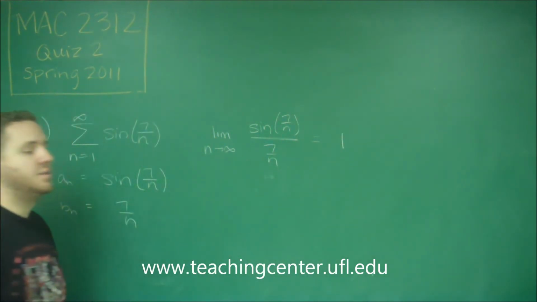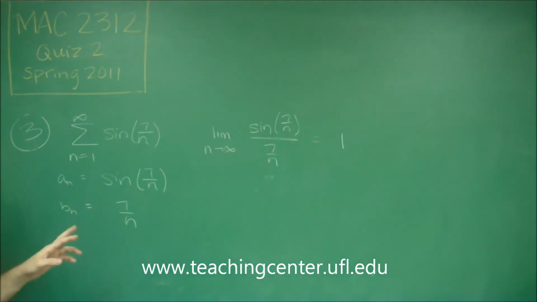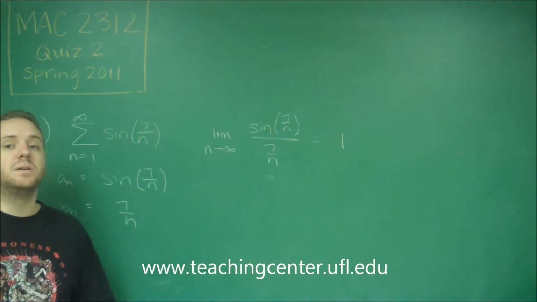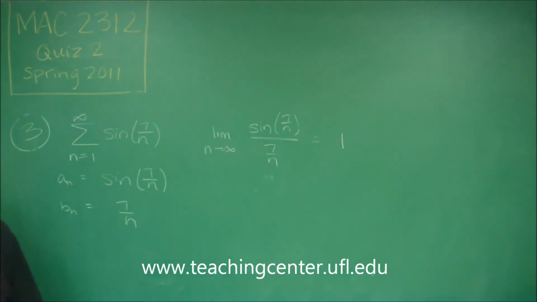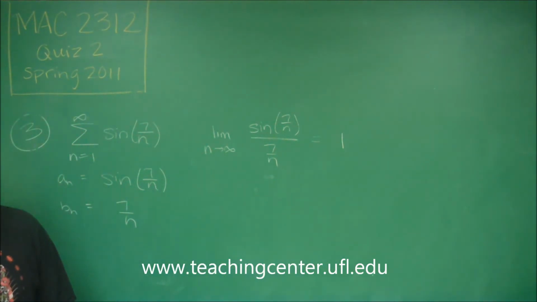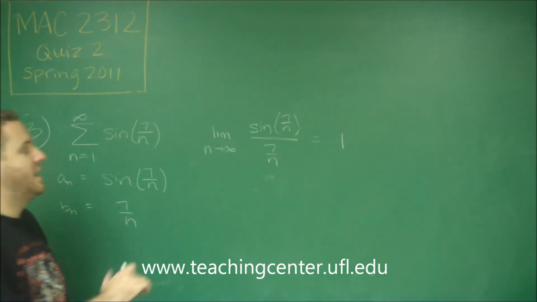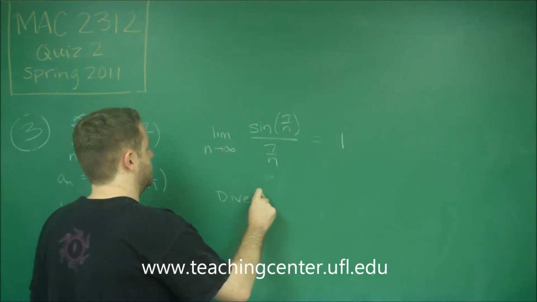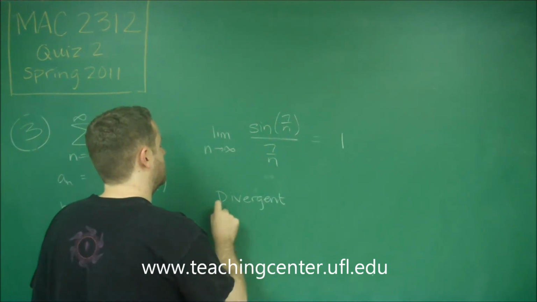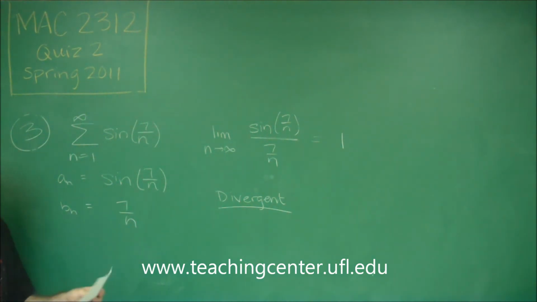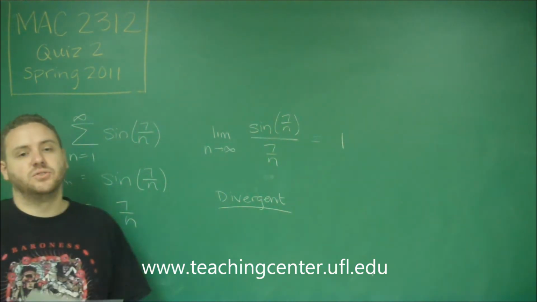So what that tells you is that those two series, sine of 7 over n and 7 over n, have the same convergence and divergence properties. 7 over n is a harmonic series, which we know from in the class that diverges. That must mean that sine of 7 over n is divergent. Contrary to all intuition here about what that seems like, this is actually going to be a divergent series.